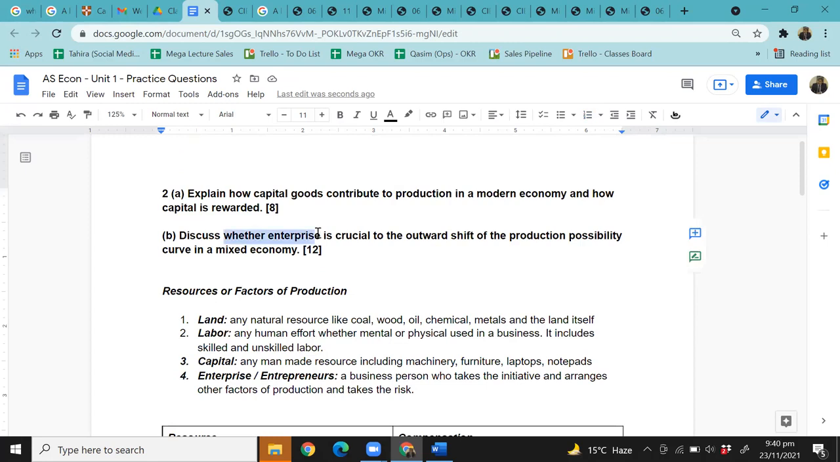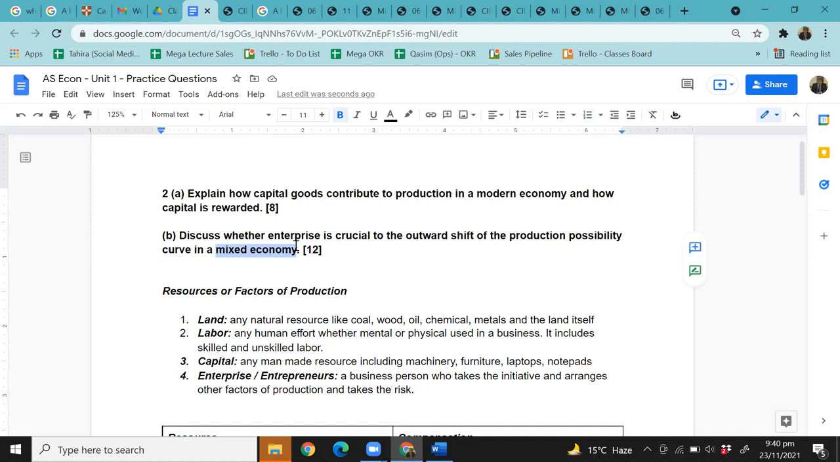Whether enterprise is crucial. We just discussed what an enterprise is: the organization that arranges other factors of production and takes the risk. Crucial just means important, important to the outward shift in the production possibility curve in a mixed economy. First of all, you need to know what a mixed economy is. We discussed the other day that a mixed economy is an economic system where both public and private sectors are present. The public sector produces public goods, the private sector produces private goods. You already know the difference, and in fact we did some MCQs yesterday as well.